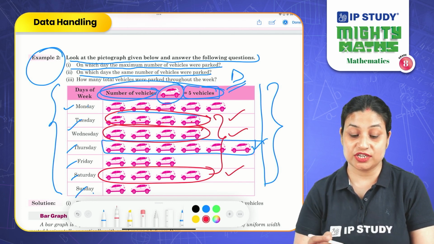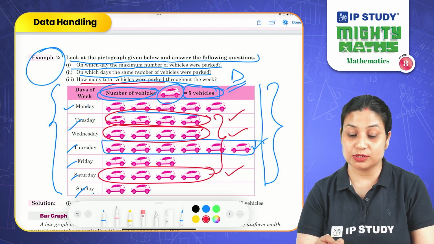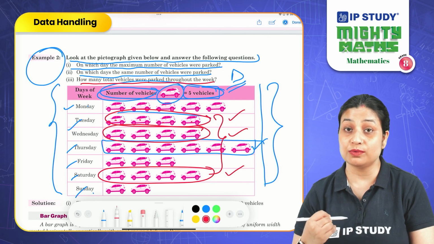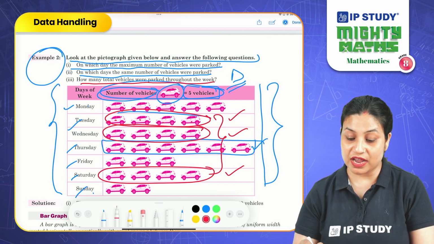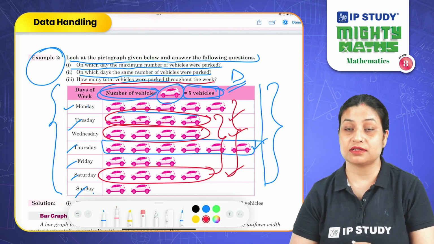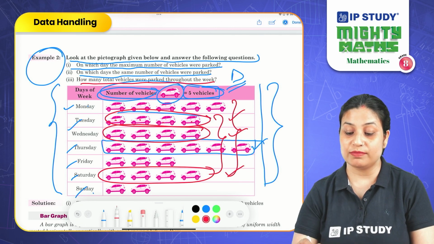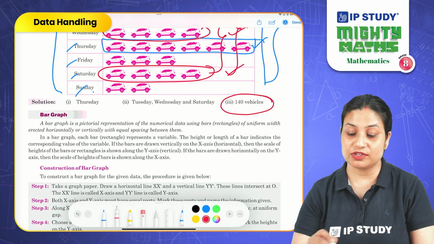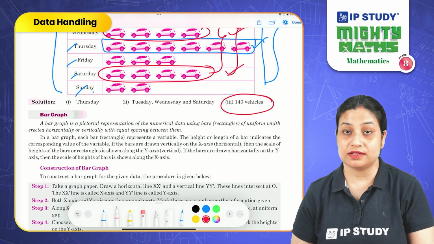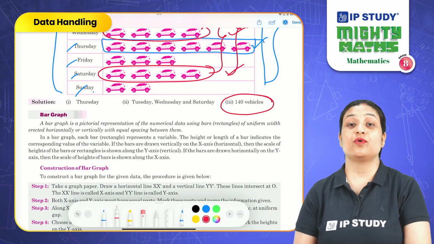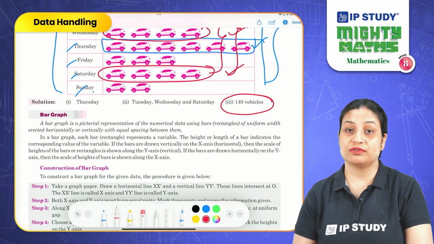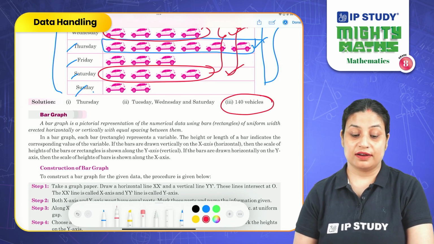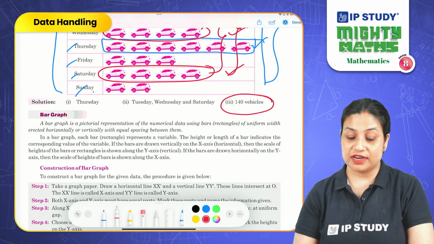Now the next question is, how many total vehicles were parked throughout the week? In order to find out, we have to add all the vehicles throughout the week and multiply it by 5. When you do so, you will get your answer, which equals 140 vehicles. So dear student, I hope you have understood the concept of pictograph very well, right? Now let's move on to the next topic.